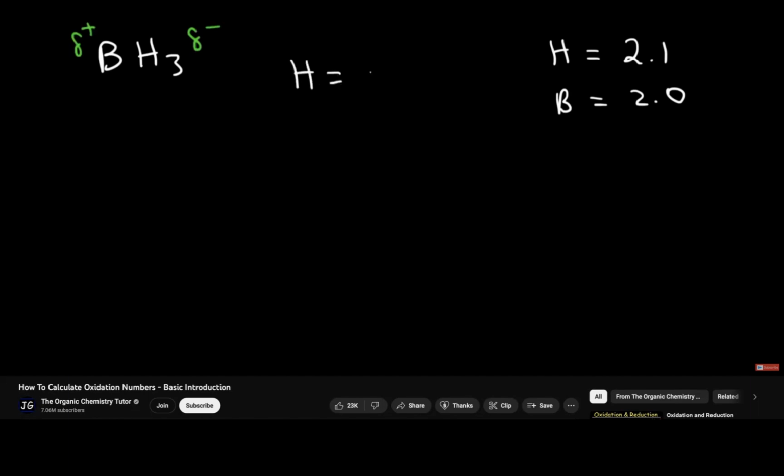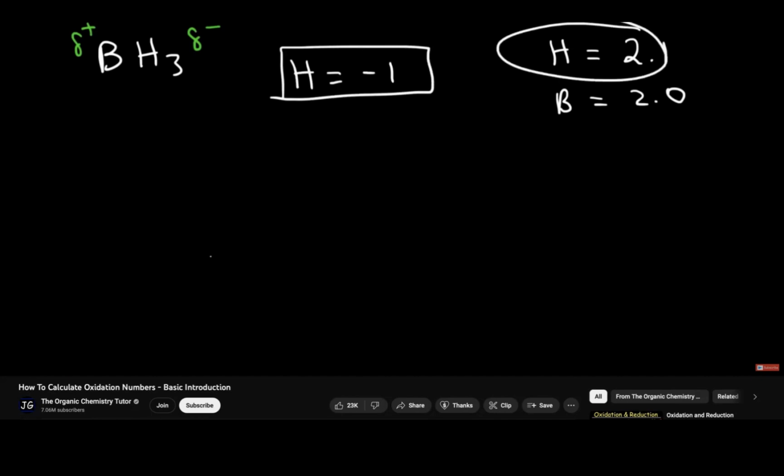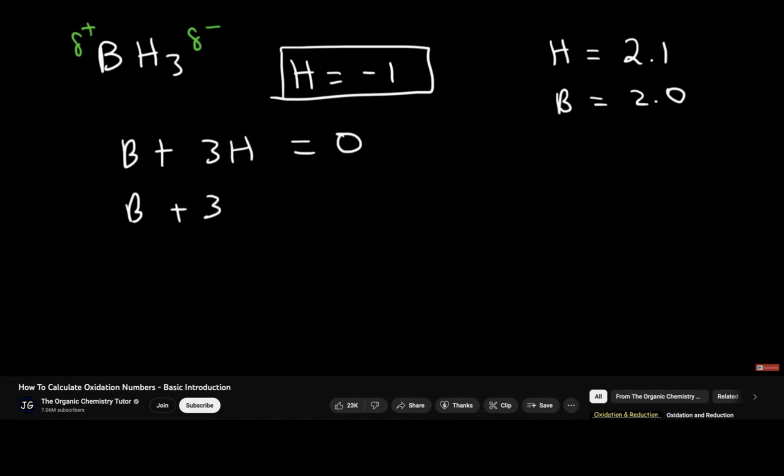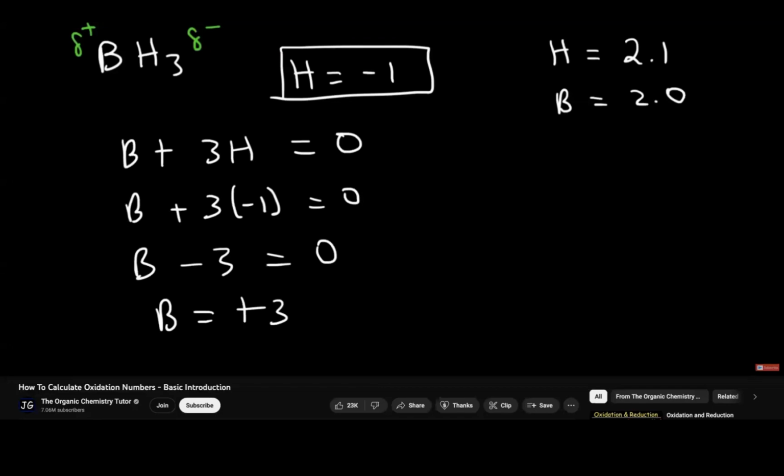So let me give you another example. BH3. What is the oxidation state of boron and hydrogen? Feel free to try that one. Now hydrogen has an electronegativity value of 2.1 and boron is 2.0. Now is boron a metal or non-metal? In this example, hydrogen is more electronegative. So hydrogen bears the partial negative charge, or boron bears the partial positive charge. So therefore hydrogen is going to have its oxidation state of -1 because it's more electronegative than boron. So then this is going to be B plus 3H, which is equal to 0. So 3 times -1 is -3. So boron is going to have an oxidation state of +3 in this example.